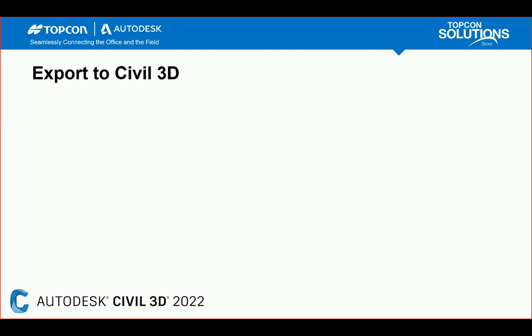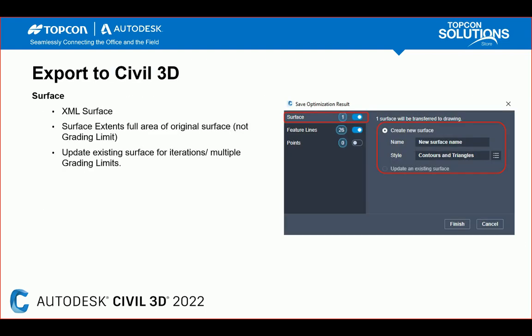Export to Civil 3D. Again, those 3 options: surfaces, feature lines, and points. Your surface is going to be an XML surface. Another thing important to understand is the surface extends to the area of the original surface. It's not the area of your grading limit. Say you have your EG surface and you only grade the bottom left-hand corner of it with a grading limit, that entire EG surface is going back to Civil 3D.